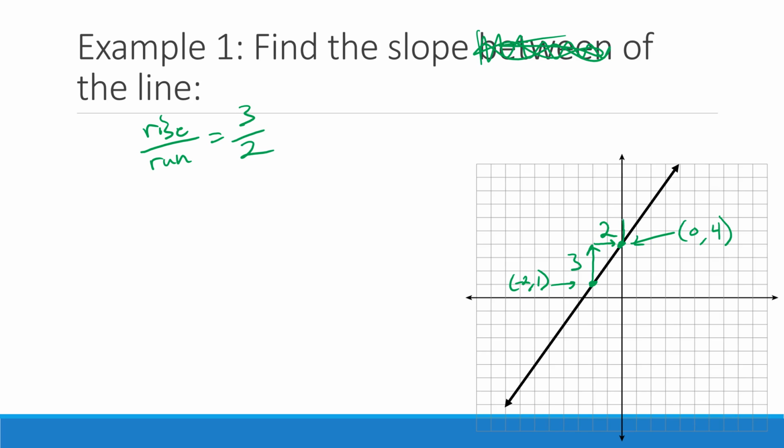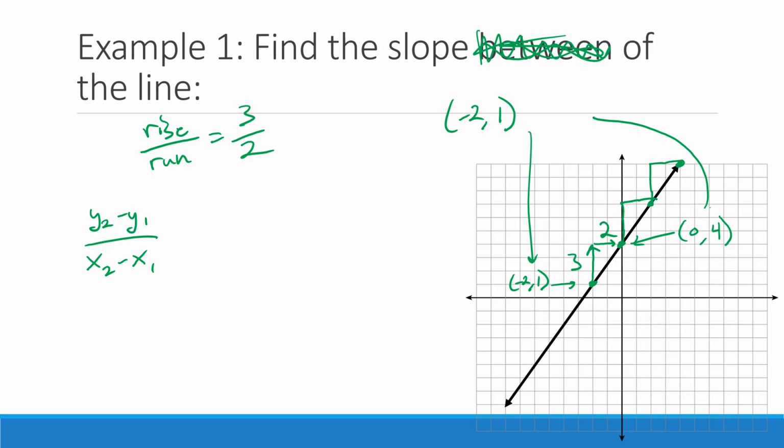If I go up 1, 2, 3, over 1, 2, I hit another point on the line. If I go up 1, 2, 3, over 1, 2, I hit another point on the line. Rise over run. I can also use the formula. Remember we said that the formula was y2 minus y1 over x2 minus x1. I have 2 points here. I said that this point was -2, 1. I said that this point was 0, 4.